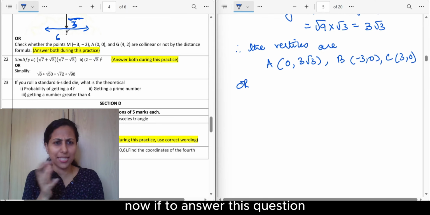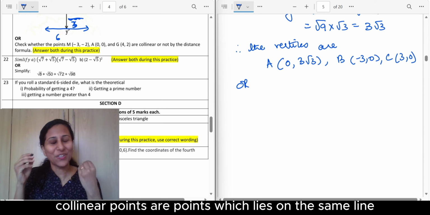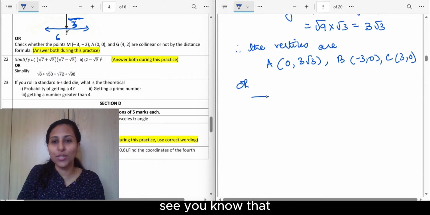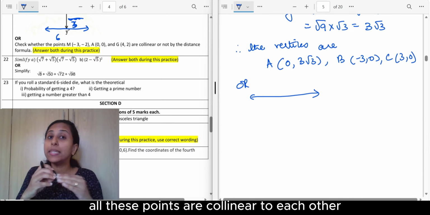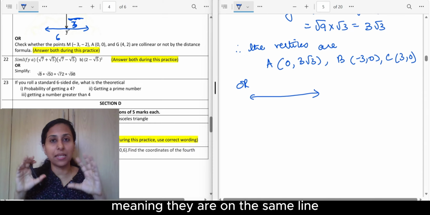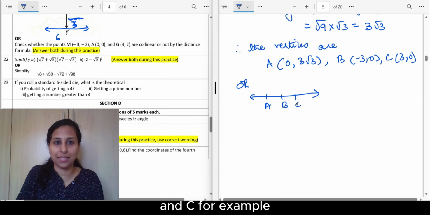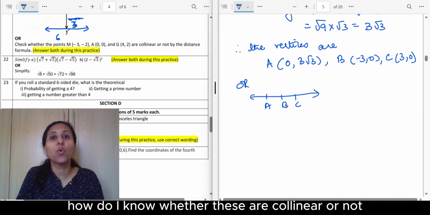Now, to answer this question, what do you mean by collinear points? Collinear points are points which lie on the same line. See, you know that a line is formed out of infinitely many points. All these points are collinear to each other, meaning they are on the same line. If I mark 3 points over here like A, B and C, for example, how do I know whether these are collinear or not?